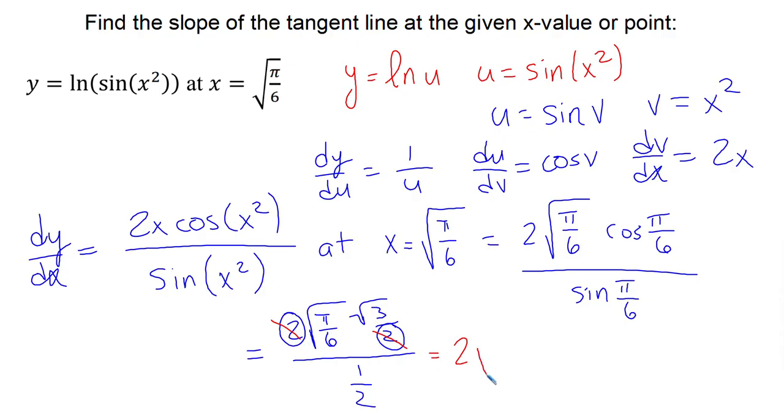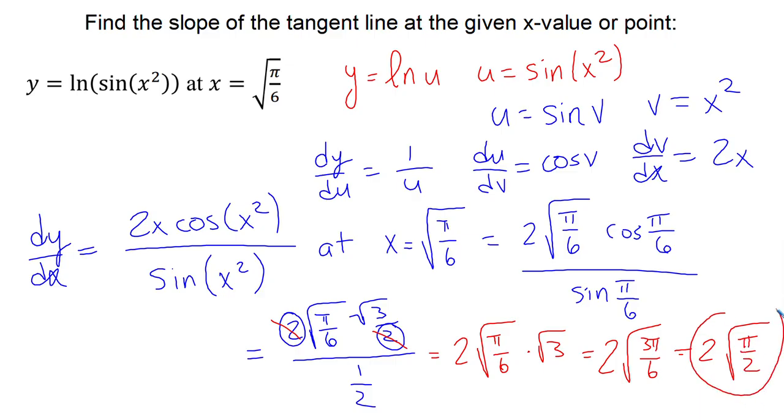So now we've got 2 root pi over 6 times root 3. Well, a square root times another square root, you can combine those together into one square root. So that'll be 2 root 3 pi over 6. And obviously 3 pi over 6 can simplify down to pi over 2. So we have 2 times the square root of pi over 2 as our final answer here for that one.